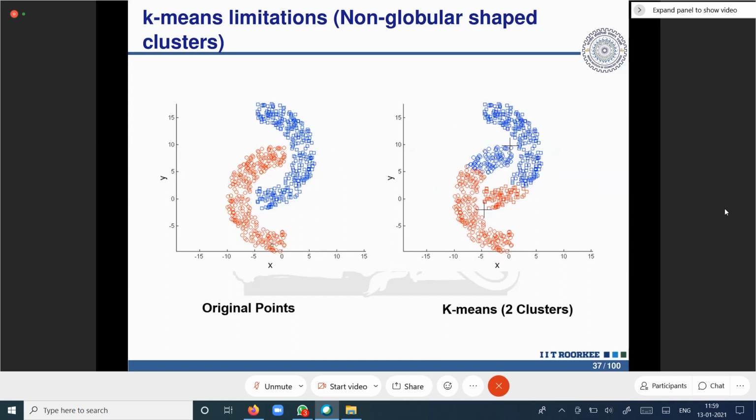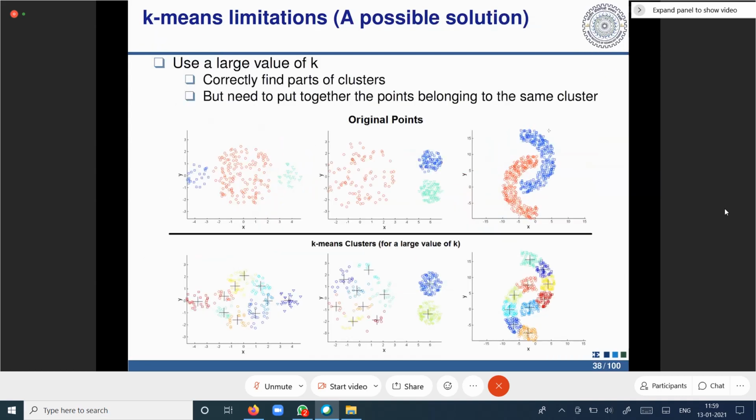Also, this is for non-globular shaped clusters. So if your clusters are here, you can see, because this is a 2-dimensional space, your clusters are shaped like crescents. They are not circles, right? So when you apply k-means to this data, this is the type of cluster you obtain, where these bottom points are grouped in one cluster and top points are grouped in one cluster. So this is another issue with k-means. If you have non-globular shaped clusters, then k-means might not work very well.